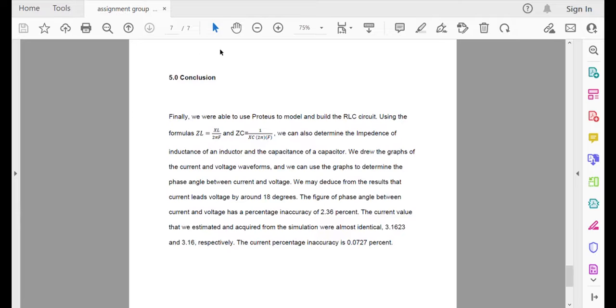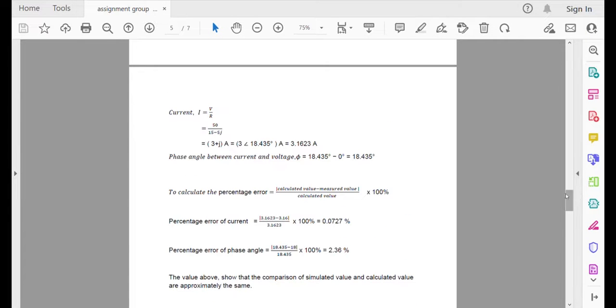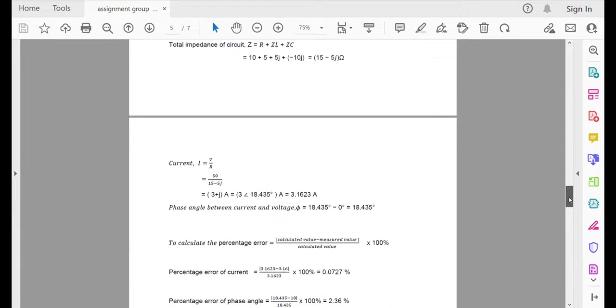Finally, we were able to produce a model and build the RLC circuit using the formulas ZL and ZC that I've mentioned before. We can also determine the impedance of inductance of an inductor and capacitance of a capacitor. We drew the graph of the current and voltage waveform, and we can use the graph to determine the phase angle between current and voltage. We may also deduce from the result that current leads voltage by around 18 degrees, as we got before.